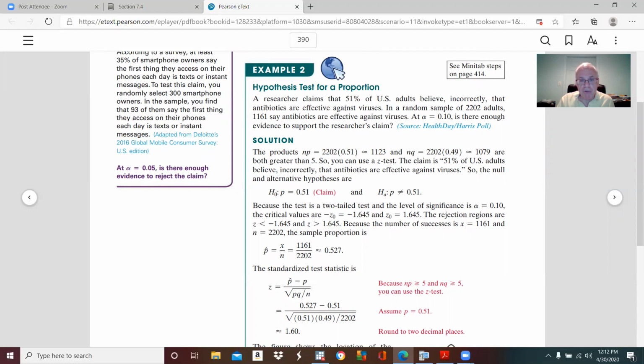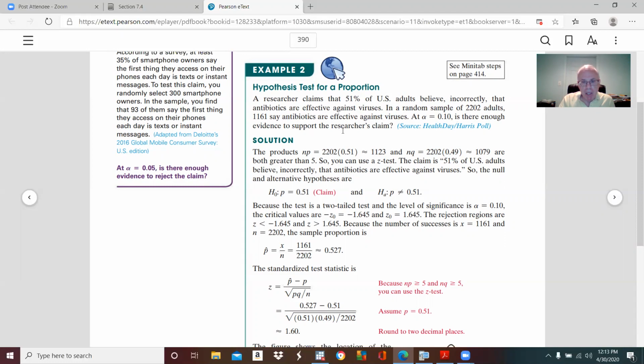This is the hypothesized value, 0.51. You can see it both in the null and the alternative. All right, we have a random sample of 2,202 adults. That's our sample size N. Out of those 2,202, 1,161 say antibiotics are effective against viruses. Of course, they're saying it incorrectly. At alpha equal to 0.10, is there not evidence to support the researcher's claim?